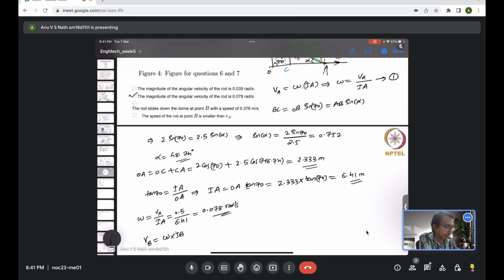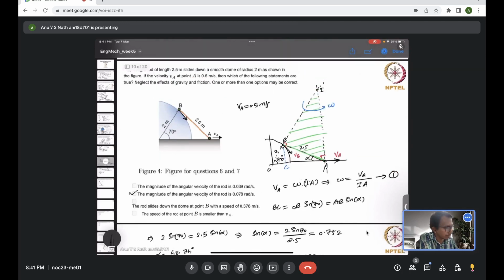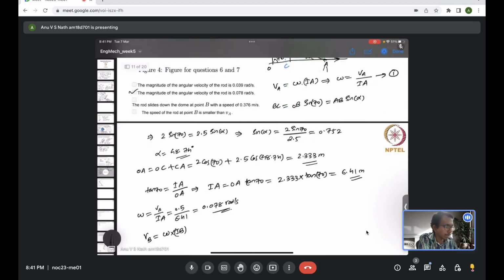So we need to know what is IB. Geometrically you can see IB is not exactly the diagonal, but if you see the triangle OAI, it has a diagonal of OI, out of which OB is known, which is 2 meter. If you subtract that, you will get IB. So that's what we are going to follow. First we need to find what is the diagonal OI.